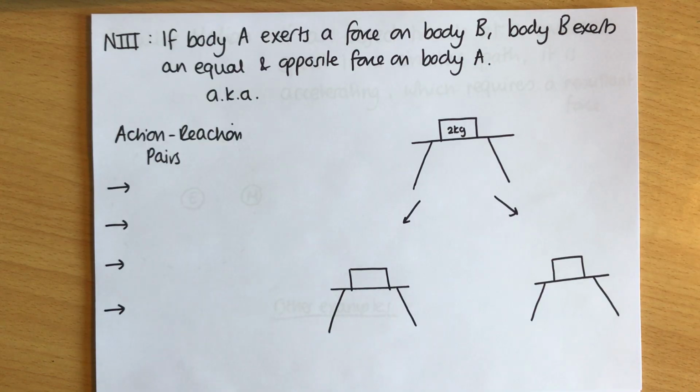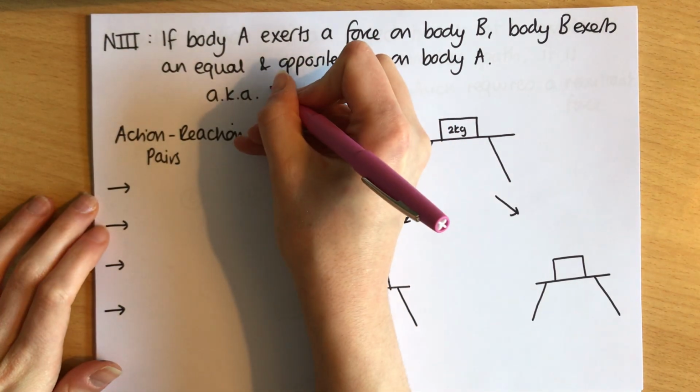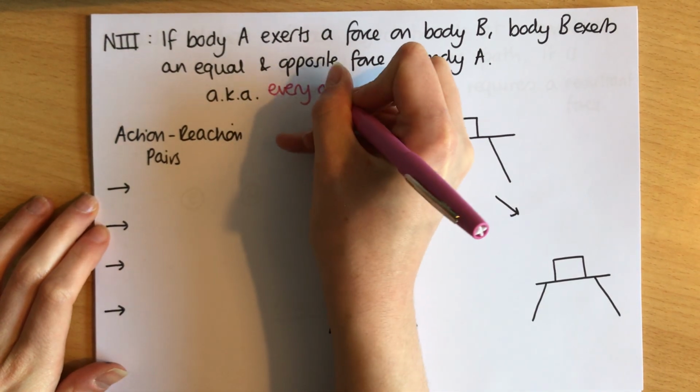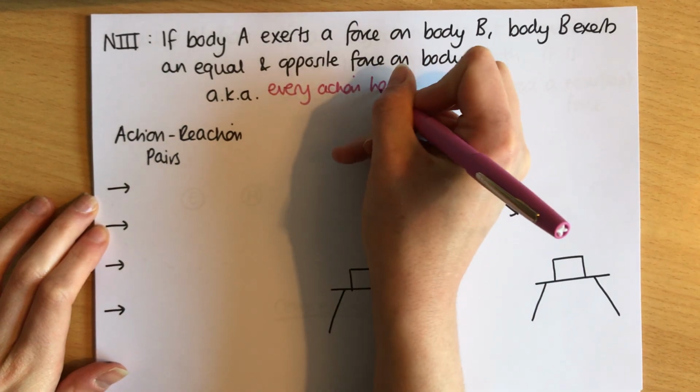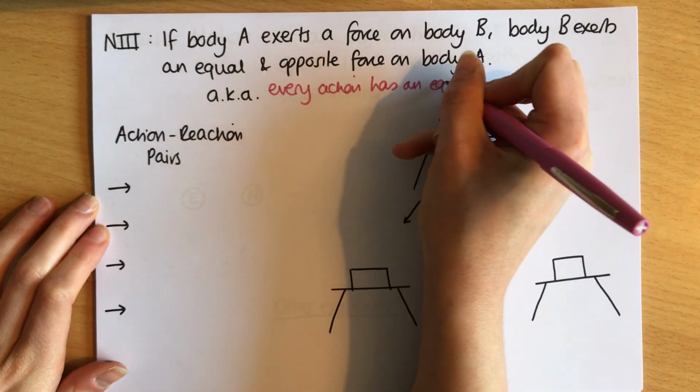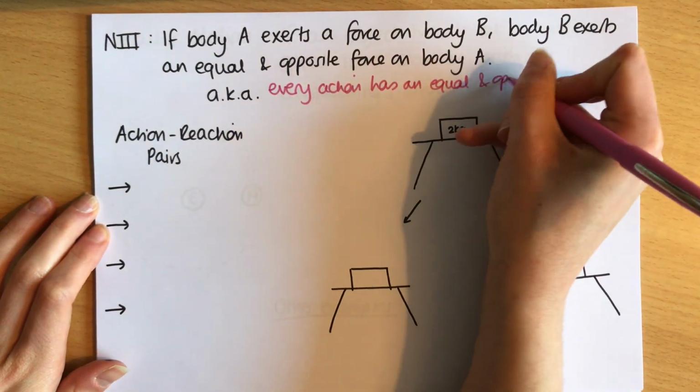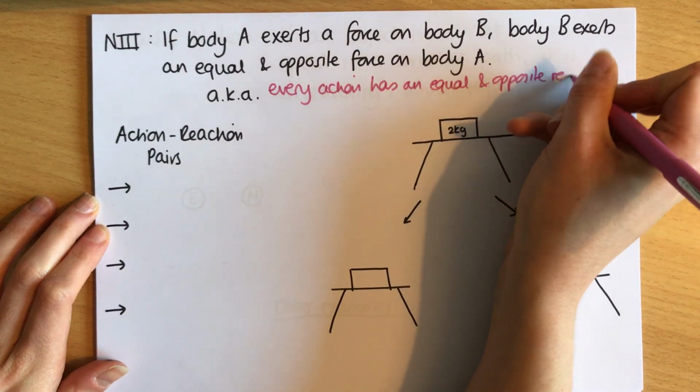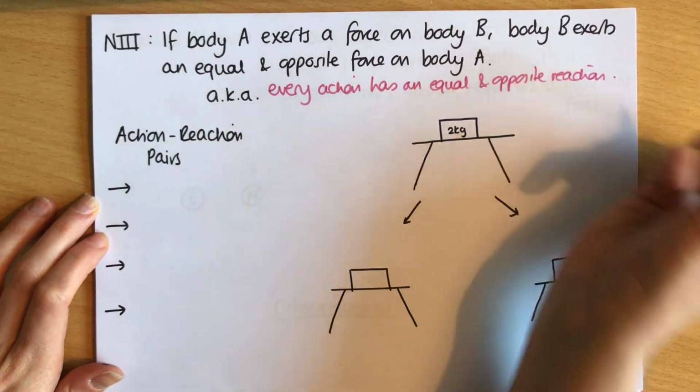Right, Newton's third law is actually my favourite, which is really sad, but a lot of people hate it. It's if body A exerts a force on body B, then body B exerts an equal and opposite force on body A. But it's more famously known as every action has an equal and opposite reaction. And it's quite hard to unpack.